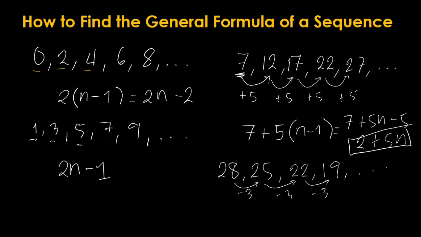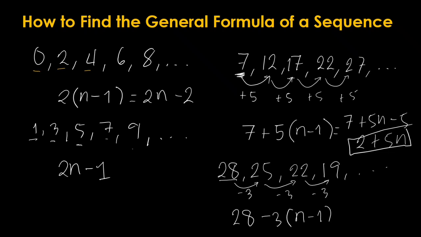So if you have a sequence like this, it's still the same. You pick the first term, which is 28, and then you add the common difference, so that's minus 3, and then you multiply it by n minus 1.